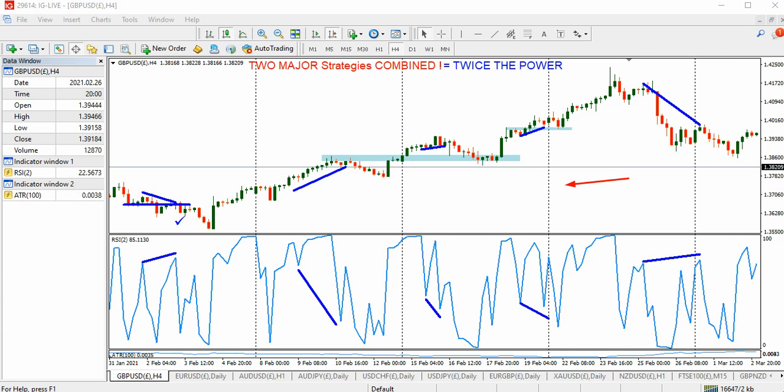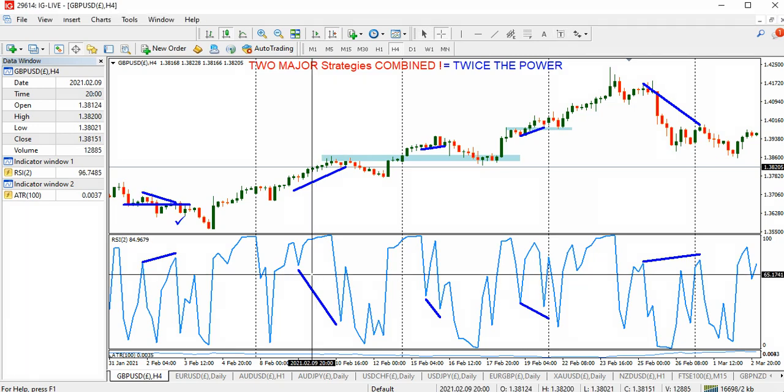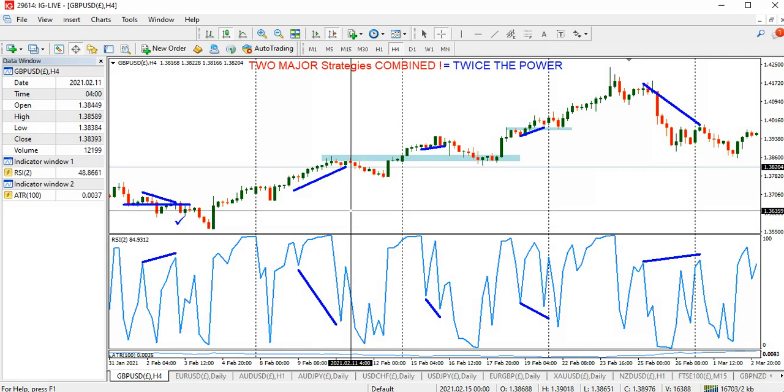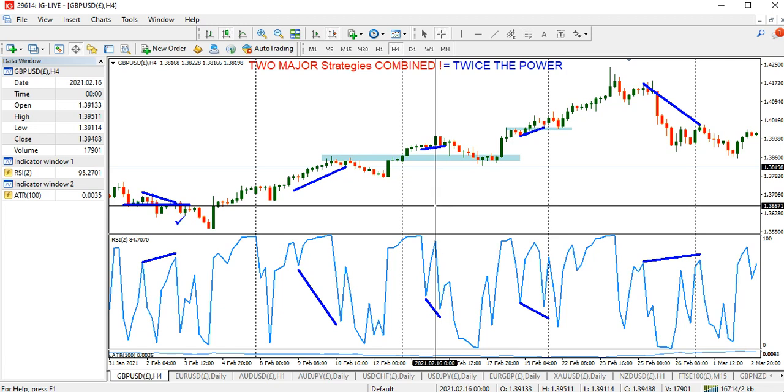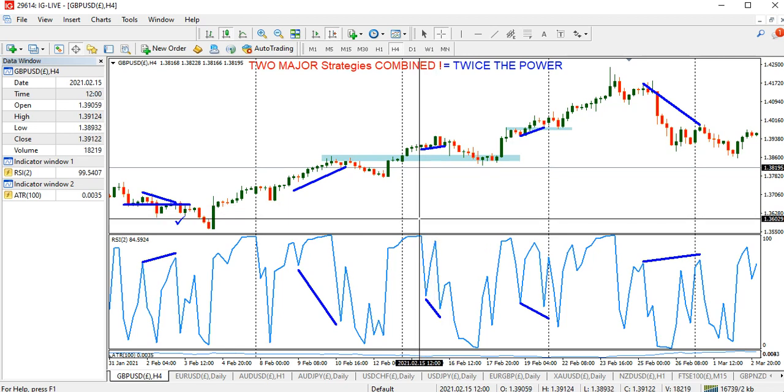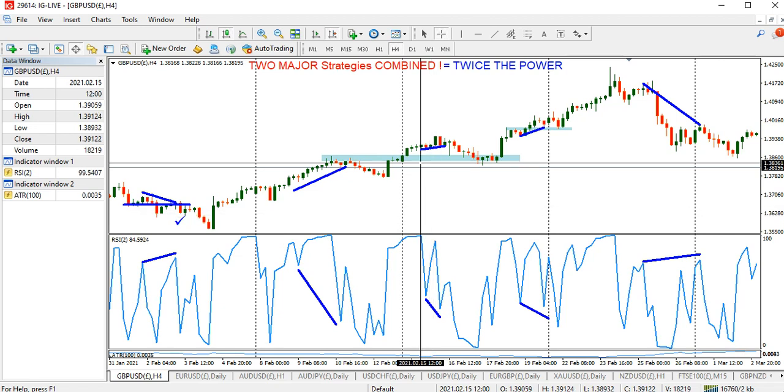Now we can see that price comes back down here, and generally we can see the RSI coming down. And finally, price breaks through, and we can see price breaks upwards here. If I hover my crosshair over this area here, in the data window you can see the RSI is 95.27, and price has made a higher high than here, where the RSI is 99.54. So the RSI at 95.27 has made a lower high, while price has actually made a higher high.